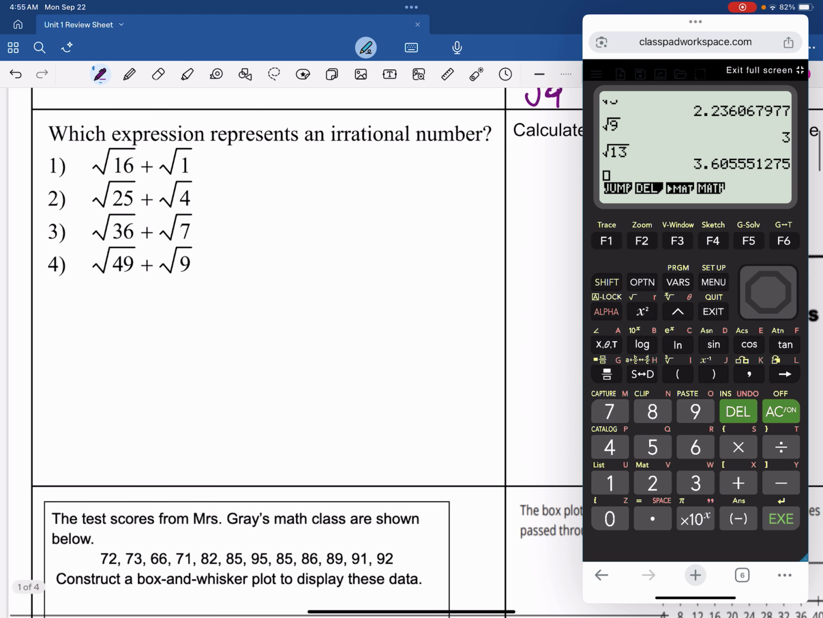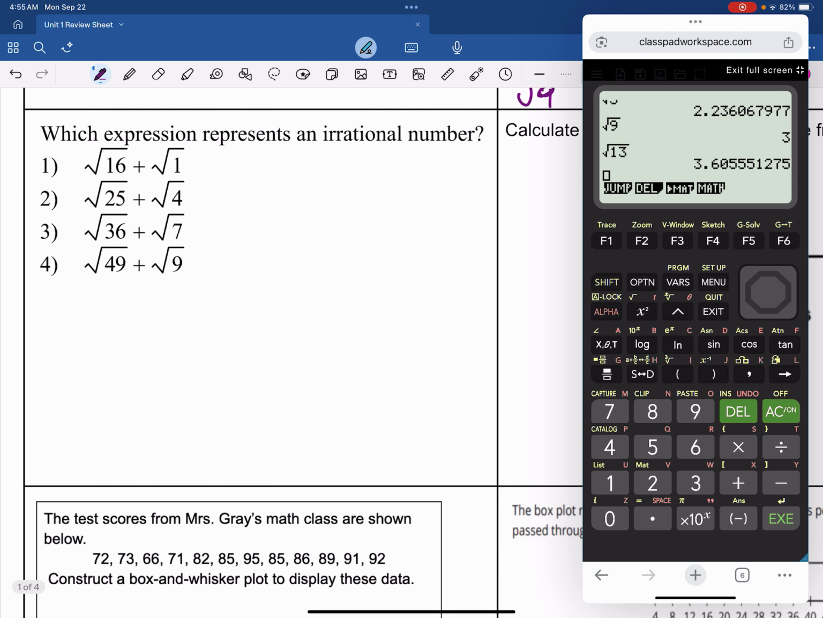Question 3. Which expression represents an irrational number? We know that the square root of 16 is 4, plus the square root of 1 is just 1. This would just be 5. So this is not an answer because we're looking for irrational. We know that the square root of 25 is 5, plus the square root of 4 is 2, which is just 7. So this would not be an answer.